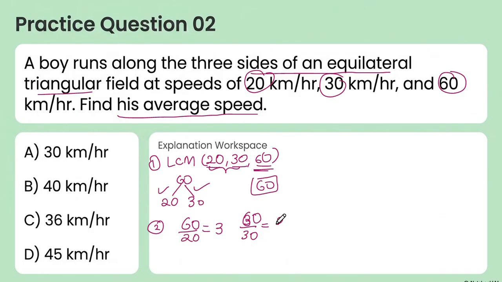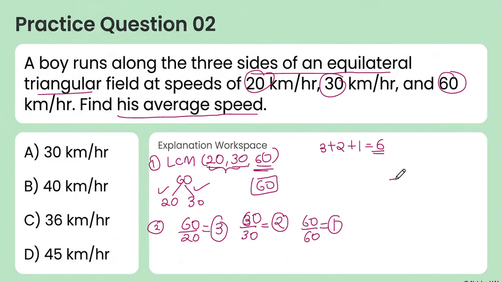So 3 2s are 6, so the answer is 2. Then 60 by 60, which is nothing but 1. So these are our time intervals: 3, 2, 1. Add them up: 3 plus 2 plus 1, which is nothing but 6. So this is our total time, 6.